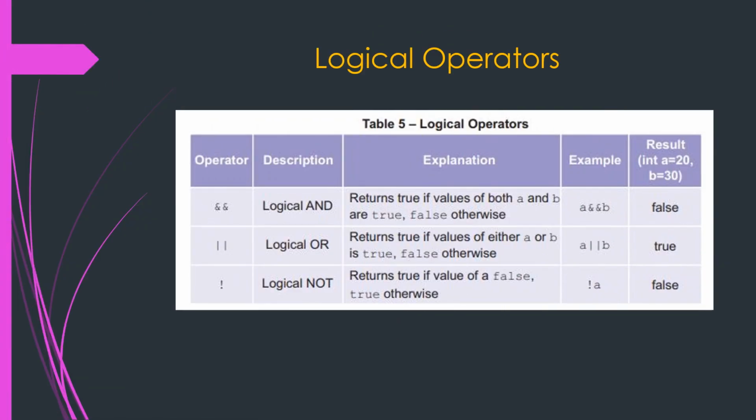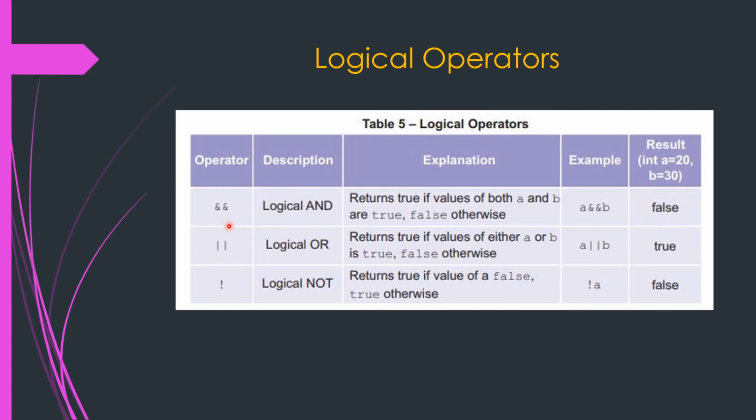Now logical operators. These are of three types: logical AND, logical OR, logical NOT. Logical means they will provide some conditions to you and the result will be based on whether the conditions are true or not. So basically the conditions are checked to see whether they are satisfied. If the conditions are satisfied, they return true. If the conditions are not satisfied, they return false. So let us see in what way they work.